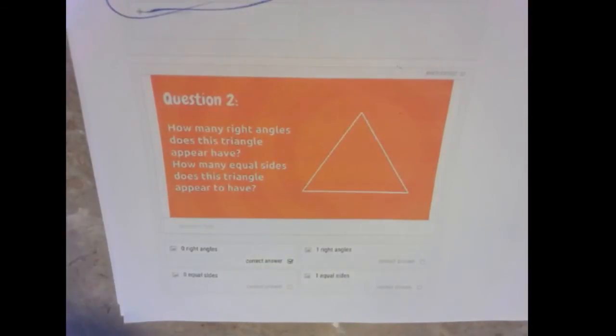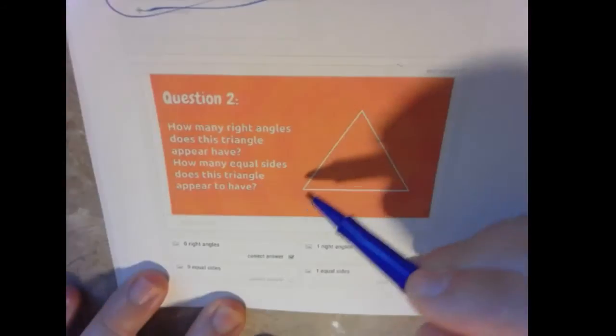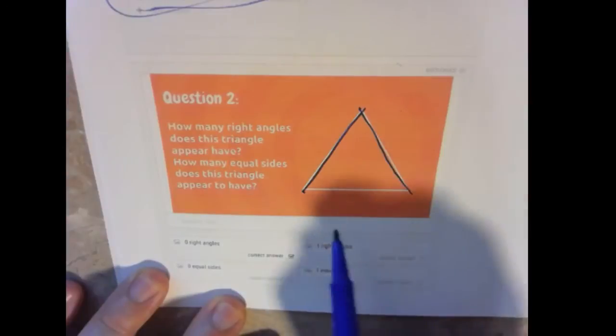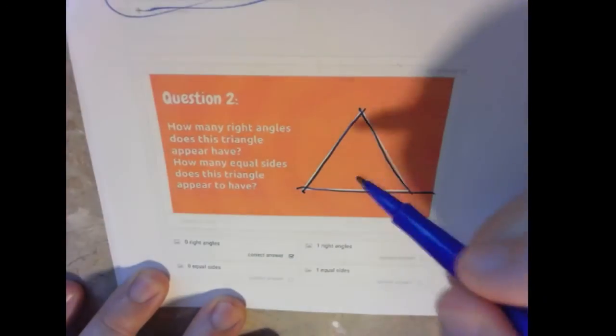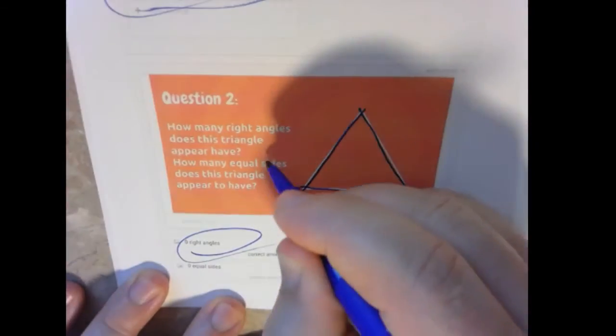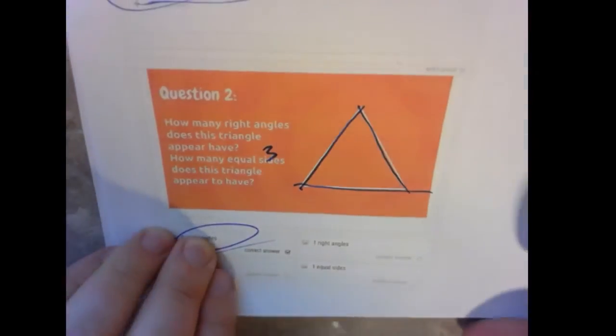Okay, how many equal sides? This looks to have about three. One, two, three equal sides, and no right angles. So we'll say zero right angles and three equal sides.